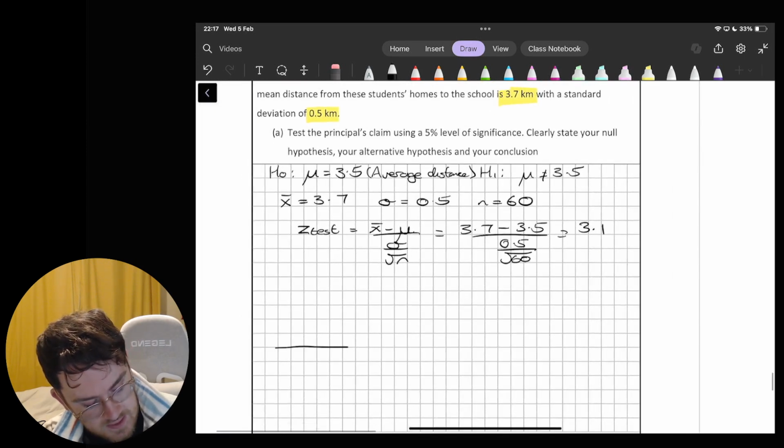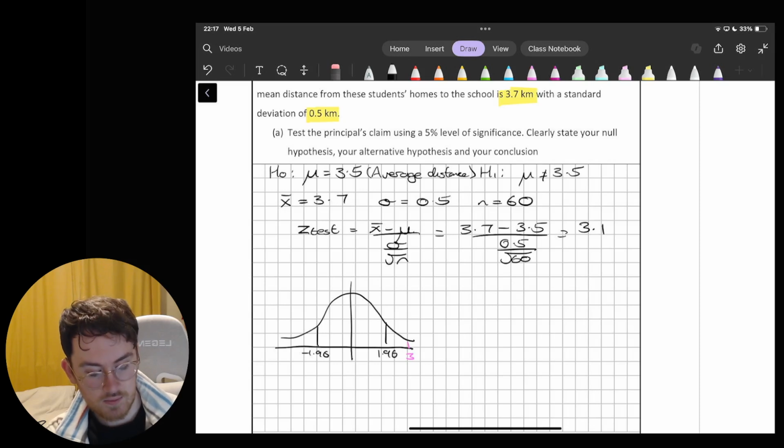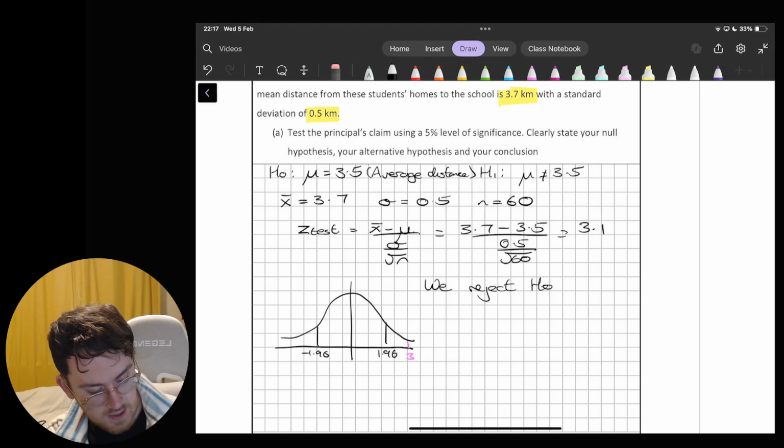So looking at my test statistic then, we have said we are willing to accept anything within the range of plus or minus 1.96. 3.1 is going to be like here, so it's firmly in the rejection region or the critical region there. So we would reject the null hypothesis. We'll say the absolute value of the test statistic, which is 3.1, is greater than 1.96. We could also say the z-test falls in the critical region.